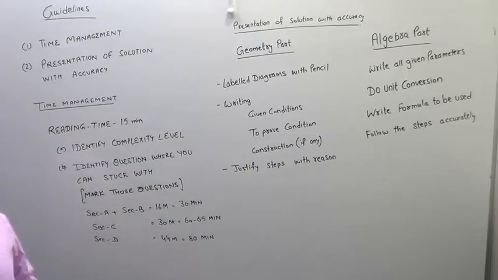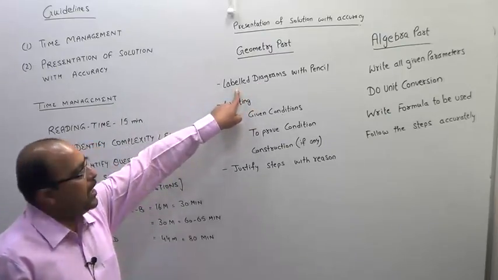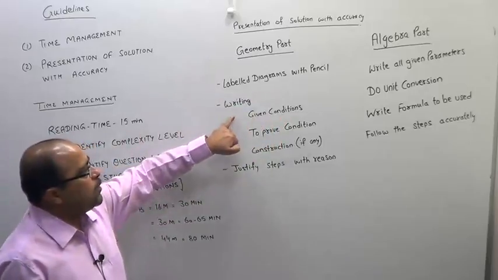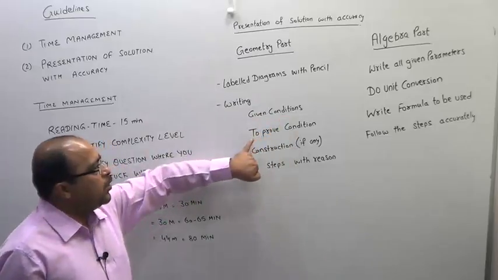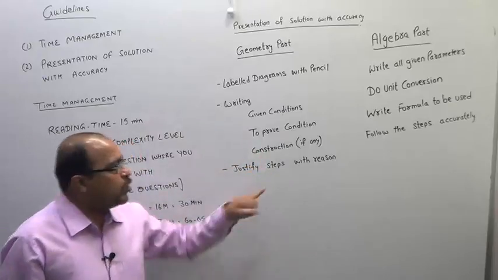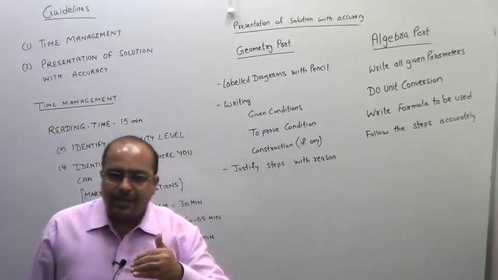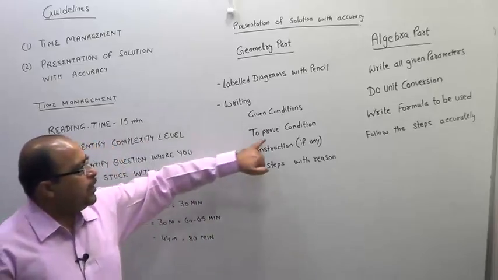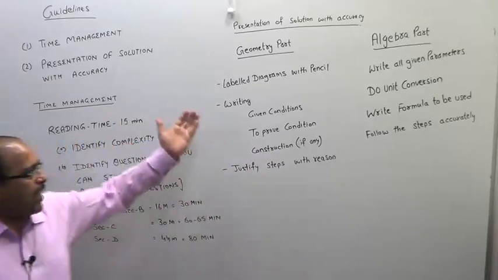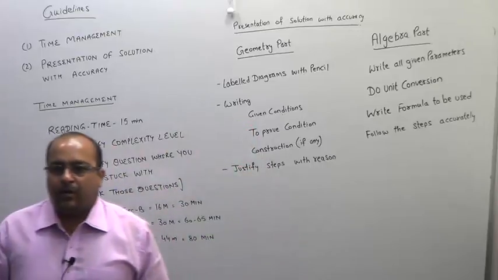When you deal with geometry questions, your diagram should be properly labeled and drawn with a pencil. In the beginning of your answer, you should specify all the given conditions and the condition to prove, and any construction you have drawn in the figure should be clearly mentioned. And in the proof, when you write the steps for proving the desired condition, it has to be justified with a reason. This is the marking scheme which has to be strictly followed. Otherwise, this will result in the loss of marks.